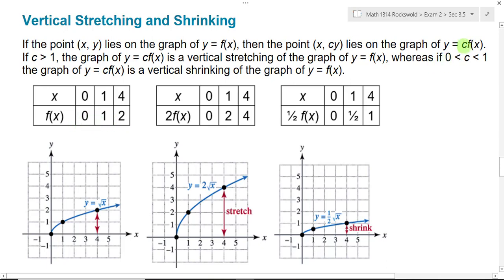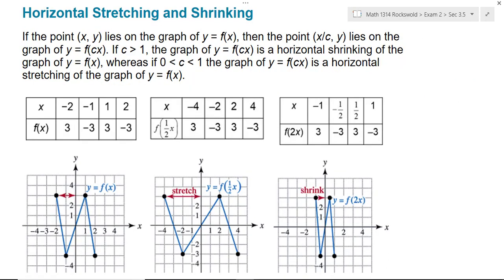So if that constant is in between 0 and 1, you have a shrink, and if c is greater than 1, you have a stretch. And all you're doing is multiplying the y values of the parent function by whatever that constant is.